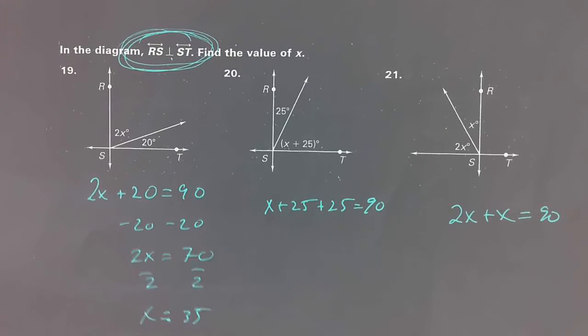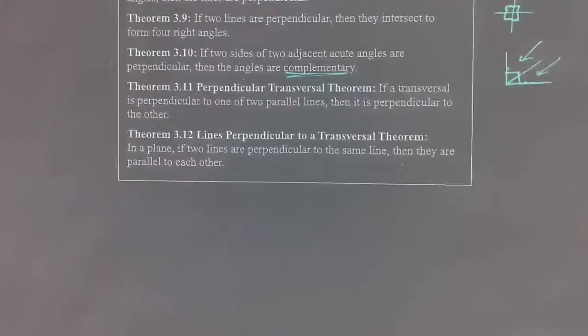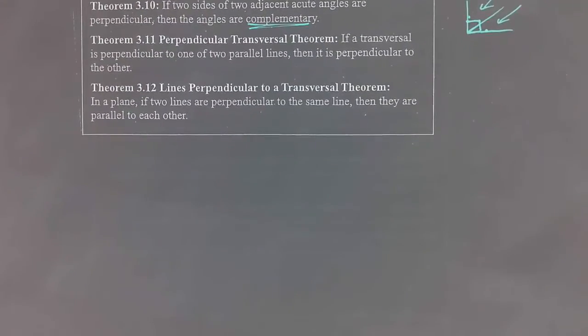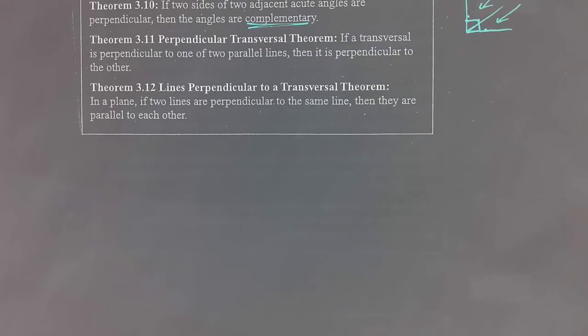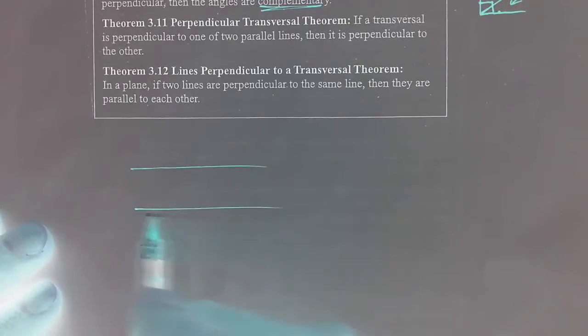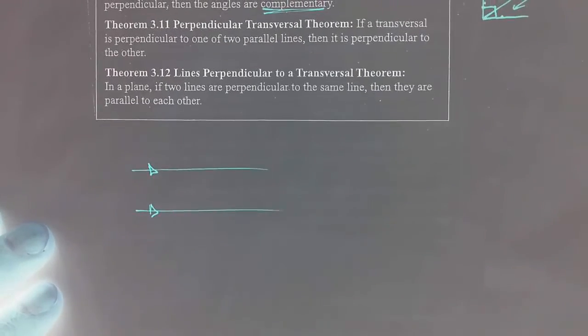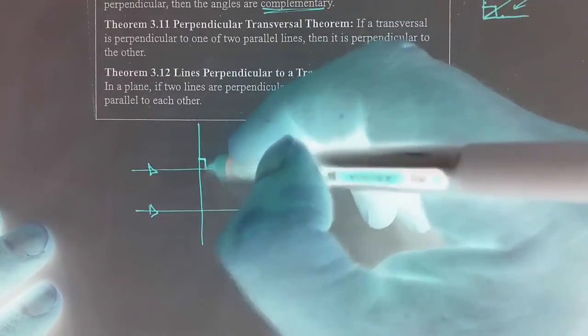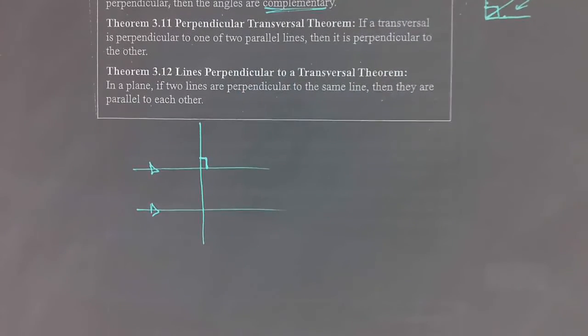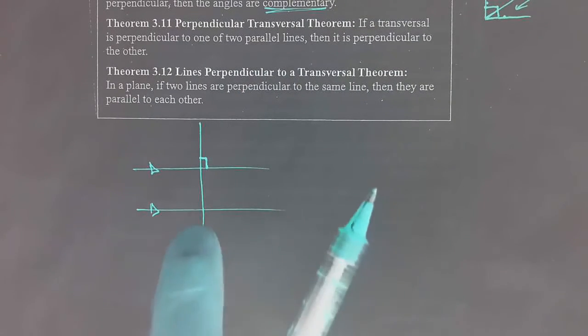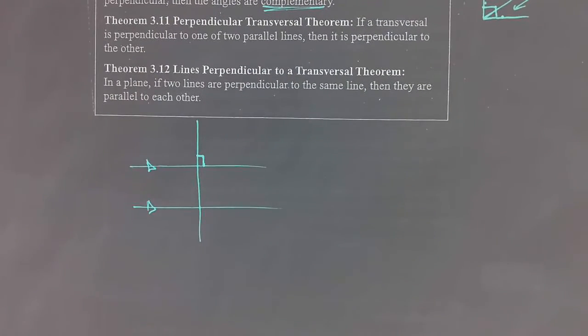Before we do this bottom part here, we have to go back to our notes and look at these last two theorems. Theorem 3.11, perpendicular transversal theorem. If a transversal is perpendicular to one of two parallel lines, then it's perpendicular to the other. If I got a pair of parallel lines and I draw a transversal, and I know that this line is perpendicular to that first one, this theorem is saying that these two lines are also perpendicular.